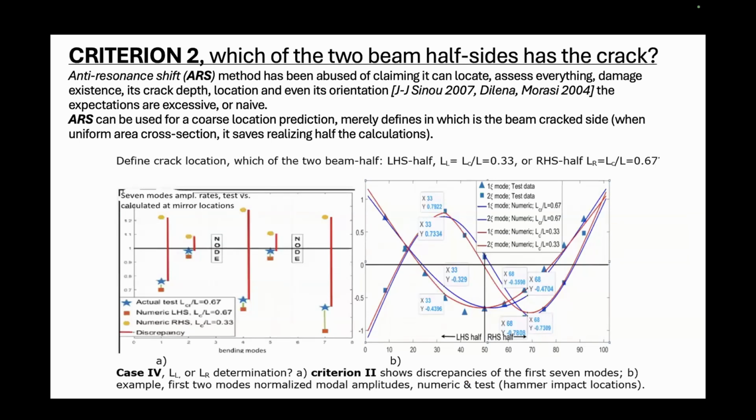Now, for the criterion 2 regarding where the crack is, whether in one half of the beam or the other one, there are 2 possibilities. One is the method of anti-resonance shift, which has been abused from my point of view, claiming that it can locate, assess everything: damage existence, crack depth, location, and even its orientation. But I think this is expecting too much. And the other one that I have is based on the test that I do, and it can tell you very clearly where the crack is.